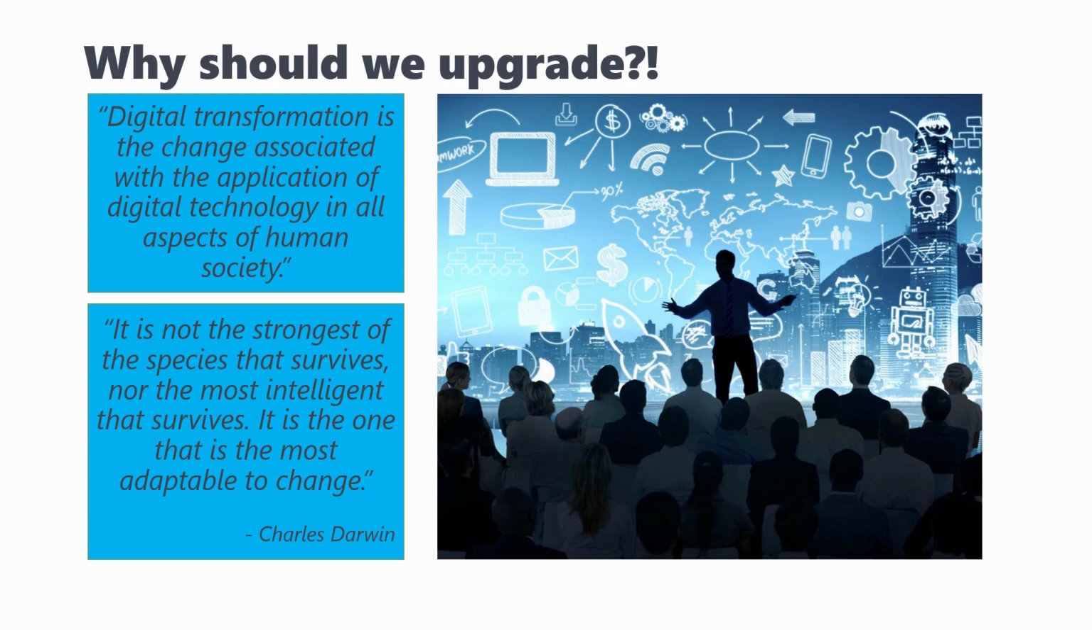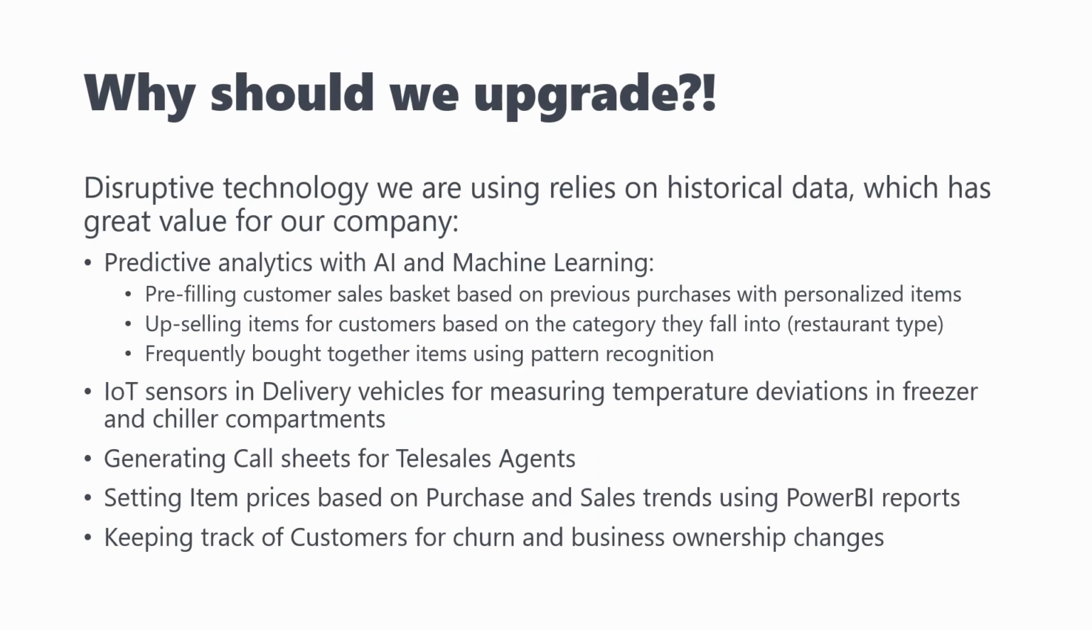So why are these relevant for us? We're using a lot of disruptive technologies, and all of these rely on historical data. So this data has a great value for our company. We've got predictive analytics with AI and machine learning. So we are pre-filling our customer sales basket based on previous purchases. The items are personalized. We're doing a lot of upselling for these customers by knowing what type of restaurant they are, which category they fall into, what is their typical purchase, and we can make smart recommendations based on that, like what other products might they be interested in.